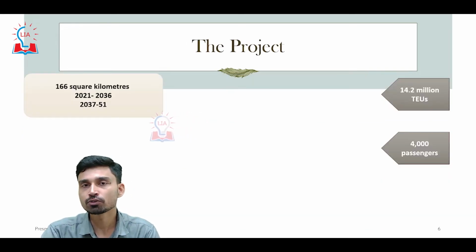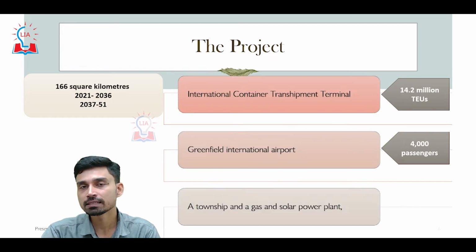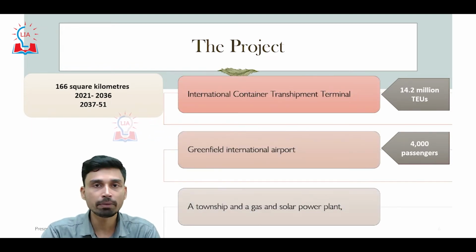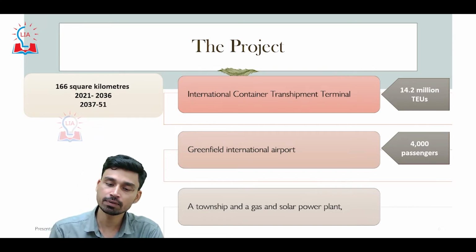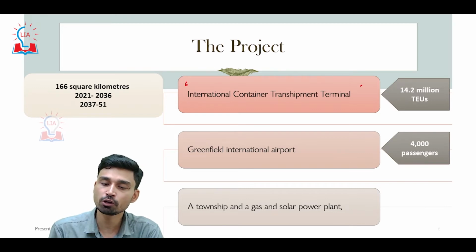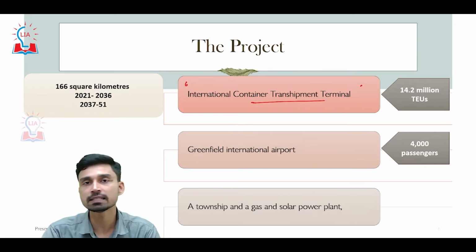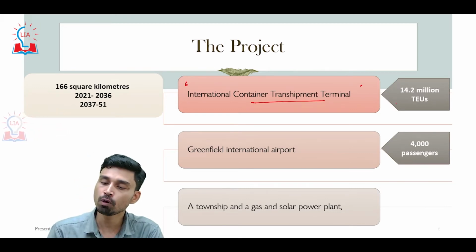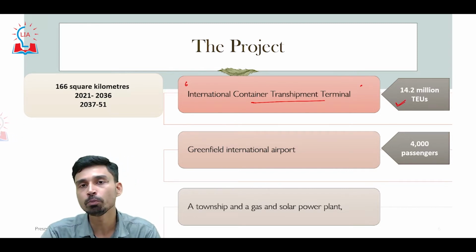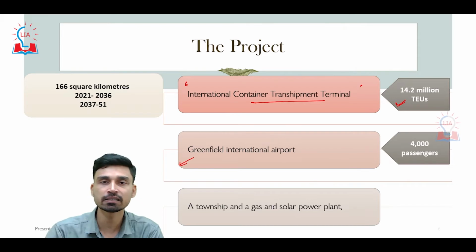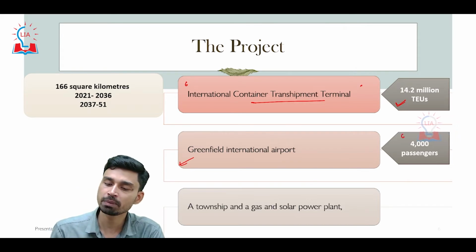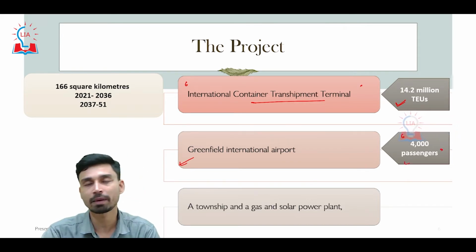So what is this project all about? First of all, as we discussed, this is a mega project of the Government of India. It is believed to have an expenditure of roughly 72,000 crore rupees. The first part of this project is the construction of an international container transshipment terminal with a volume of almost 14.2 million TEUs. The second part will be the construction of a greenfield international airport, which will have an expected capacity of 4,000 passengers.